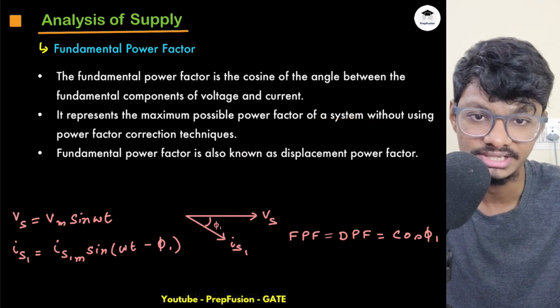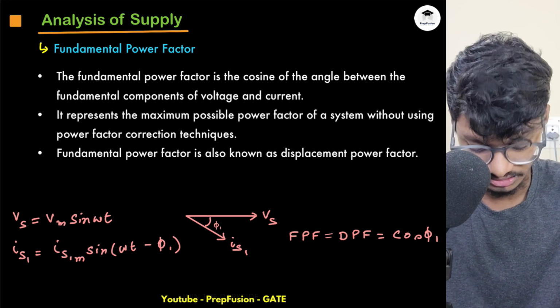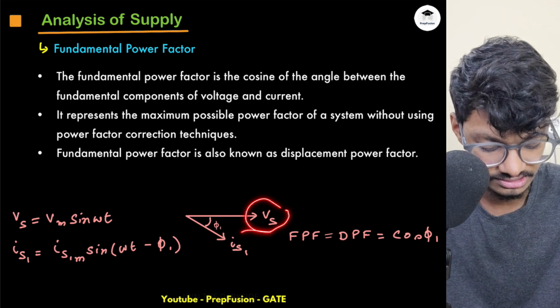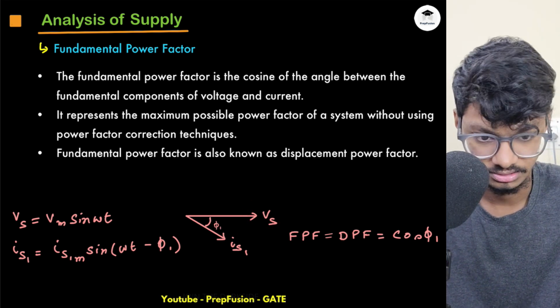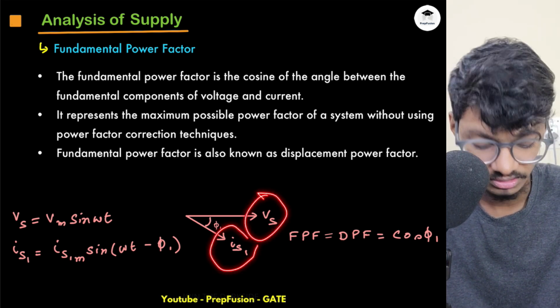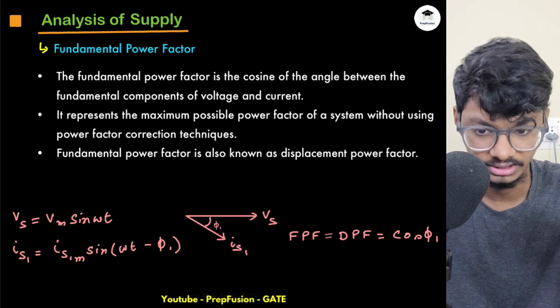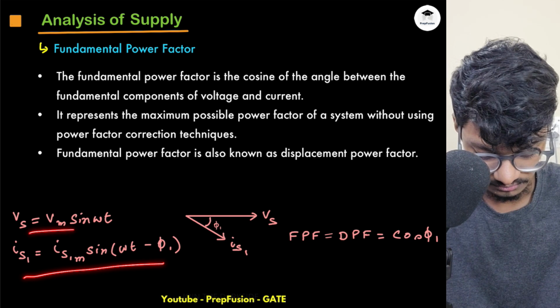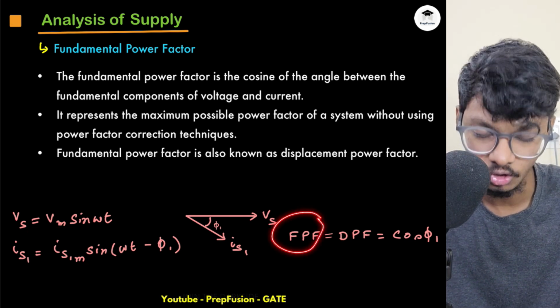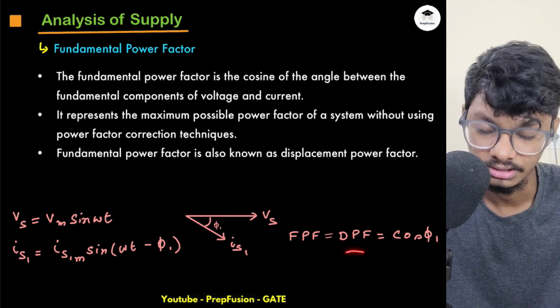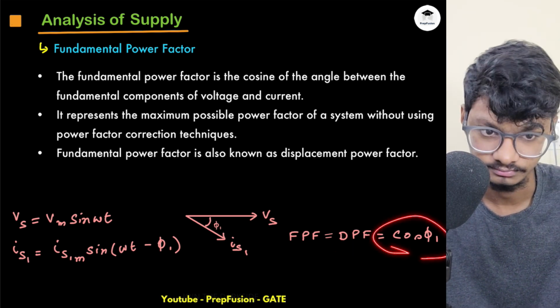Why? Because of how much it is displaced from the fundamental component. So these are the names that you need to remember. And here I have written Vs, right? Vs is the supply voltage. It has no harmonics, and this is the IS1. This is just the fundamental component of the current, right? There are many other components as well, and IS1 can be written like this, voltage can be written like this. In short, it is known as FPF, fundamental power factor, or DPF, that is displacement power factor, equals cos phi 1. Okay, I hope you understood.